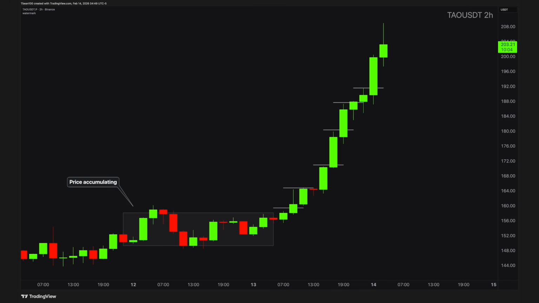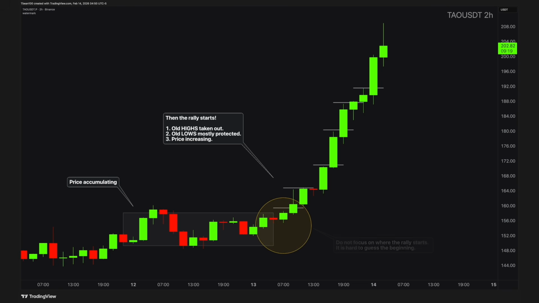Then you will notice that all highs keep getting taken out by buyers as the price continues pushing up. At the same time, the all lows are mostly protected, so sellers are unable to push the price back down. And overall, price moved from $150 to $200 in a single day, which is about a 30% gain.